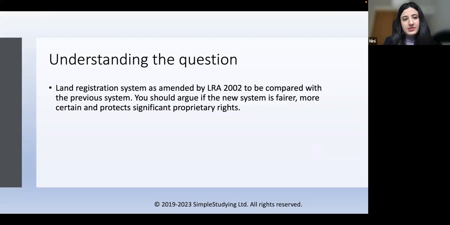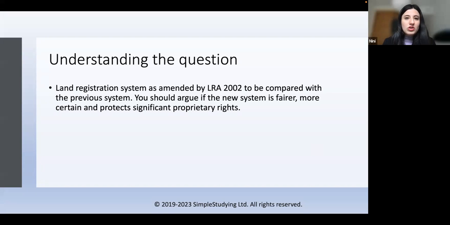The land registration system was amended by the Land Registration Act 2002. It has to be compared with the previous system for the purposes of answering this question. You should argue if the new system is fair, more certain, and protects significant proprietary rights. So these are the three things you need to argue. Is it fair? Why is it fair?